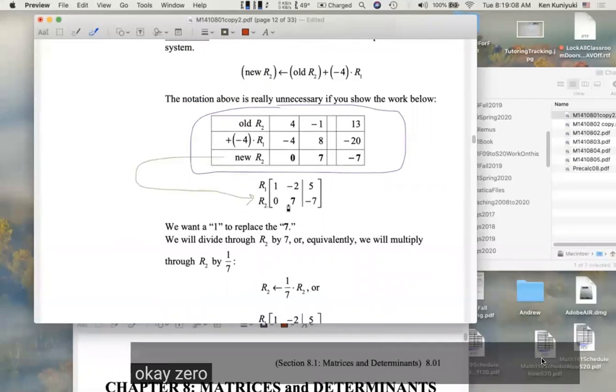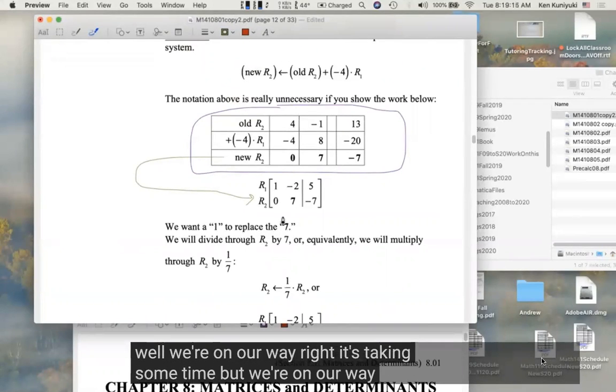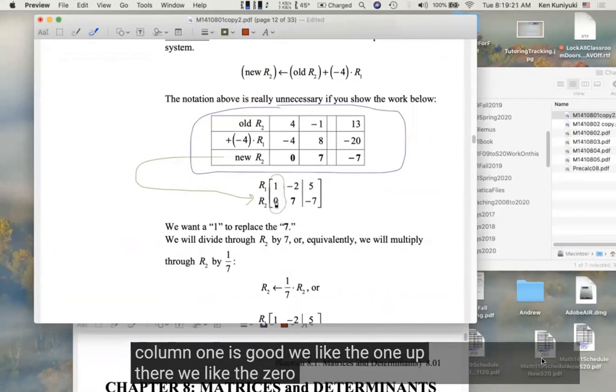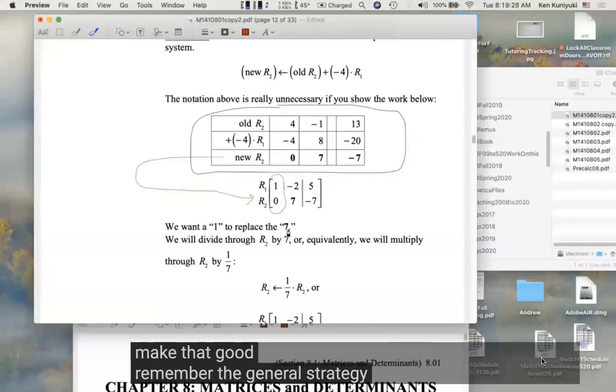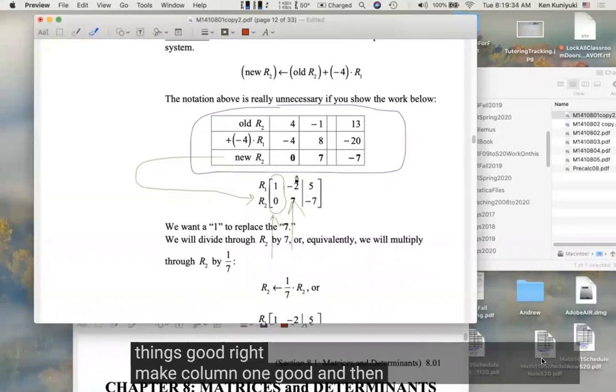Okay, 0, 7, -7. Wow, we're on our way, right? It's taking some time, but we're on our way. Look at this. Column 1 is good. We like the 1 up there. We like the 0 down there. And we'll now move to column 2 and make that good. Remember, the general strategy is that we want to go column by column in terms of making things good, right? Make column 1 good, and then make column 2 good.